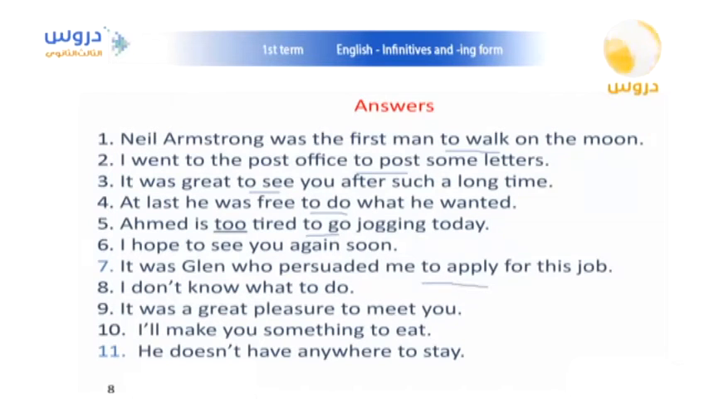So here is an infinitive. I don't know what to do. This is your example, Noor. It was a great pleasure to meet you. And I'll make you something to eat. He doesn't have anywhere to stay. So here we have an infinitive. An infinitive form: to plus an infinitive form.